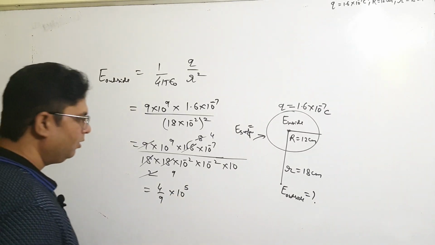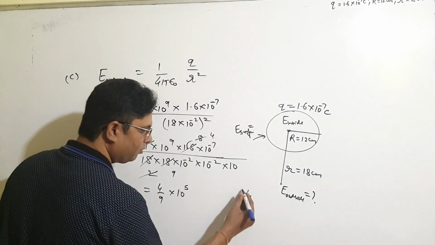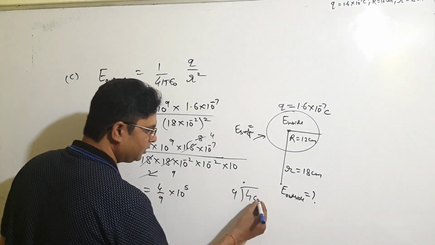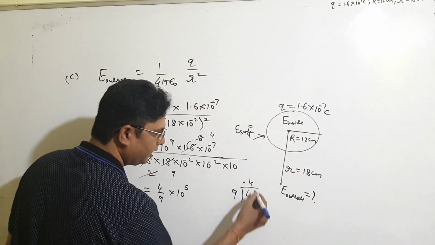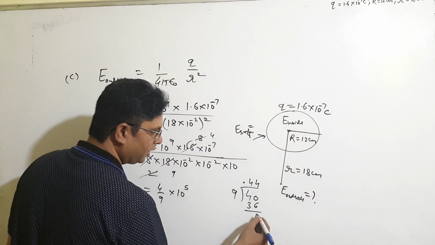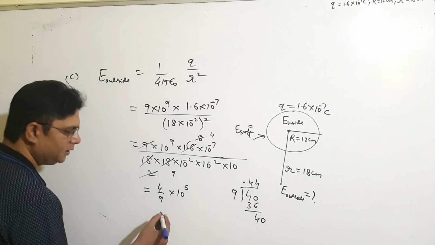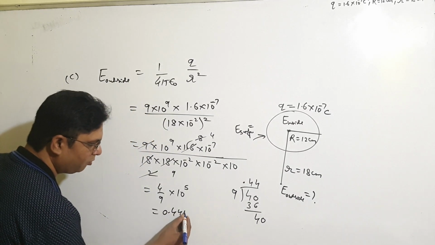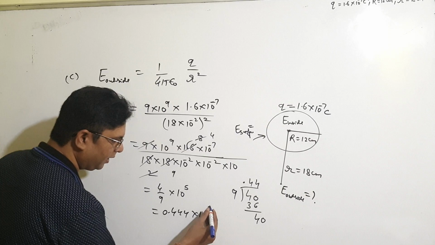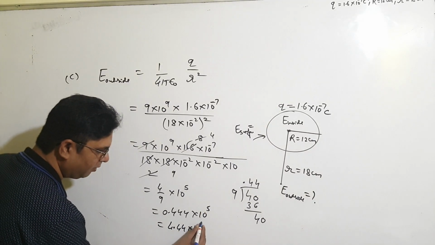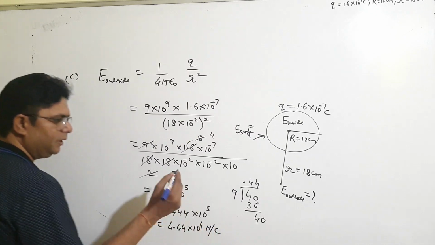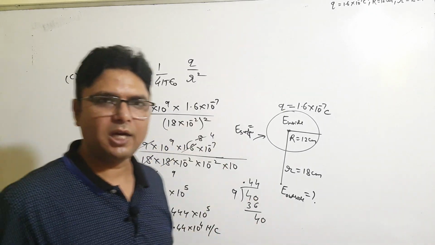So divide 4 by 9, give a point here, 0 here, 9, 4 you have 36, again 4 here, so you have 0, so again you have 36. This means that this is 0.444 recurring × 10 to the power 5, which you can write as 4.44 × 10 to the power 4 Newton per coulomb. This is the electric field outside the charged shell.